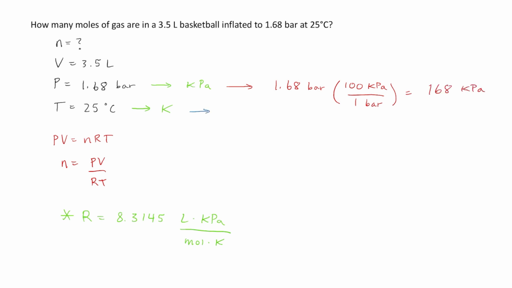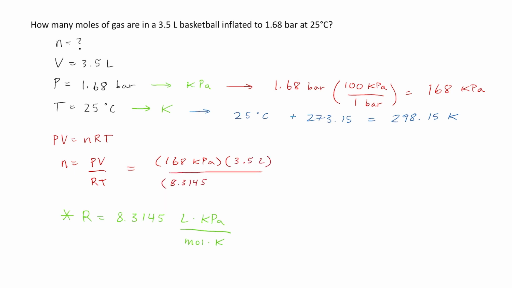Now let's convert the temperature from degrees Celsius to kelvins. To do this, all we have to do is 25 degrees Celsius plus 273.15. And that gets us 298.15 kelvins. And now we have everything we need to solve for the number of moles. All we have to do is plug in our values. And then when we do the math, we can see that the number of moles of gas is about 0.24. So that's how you use the ideal gas law.